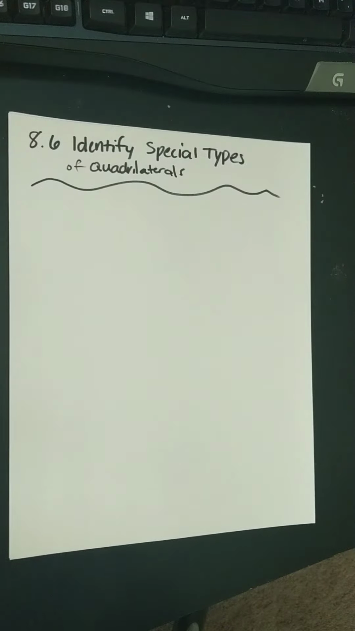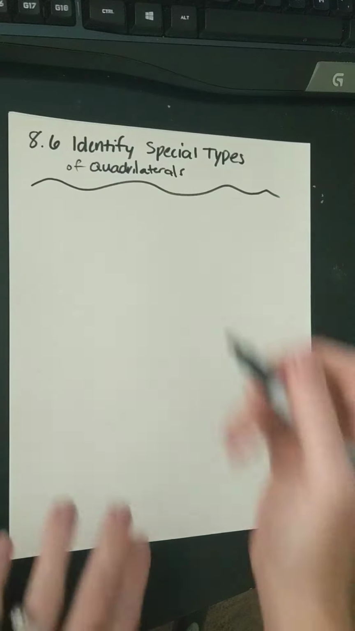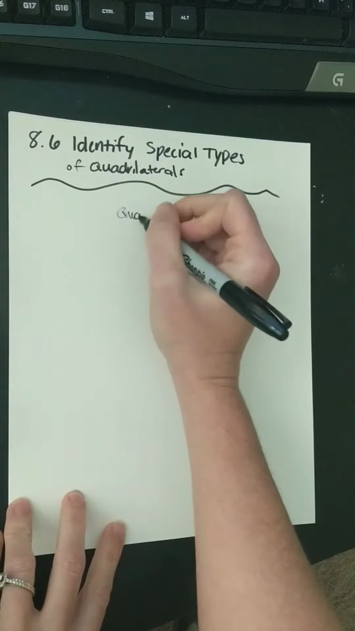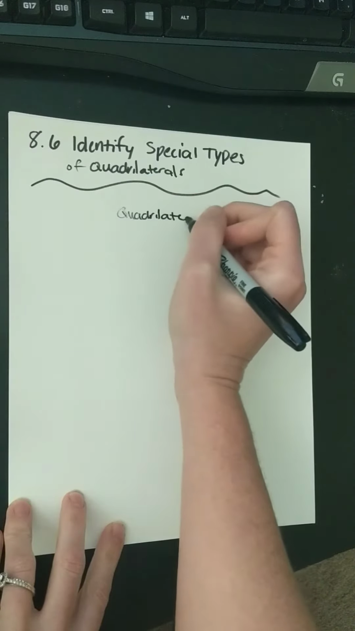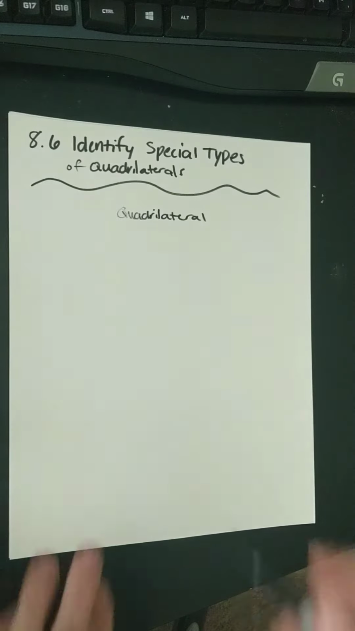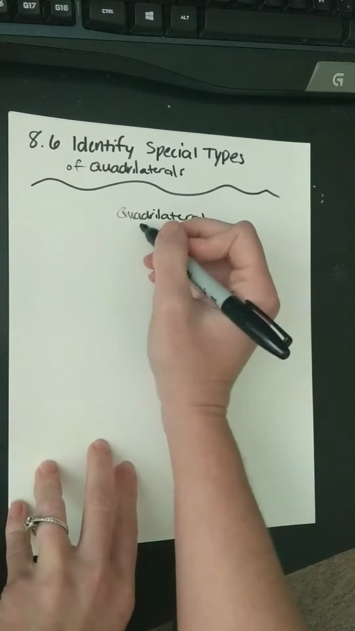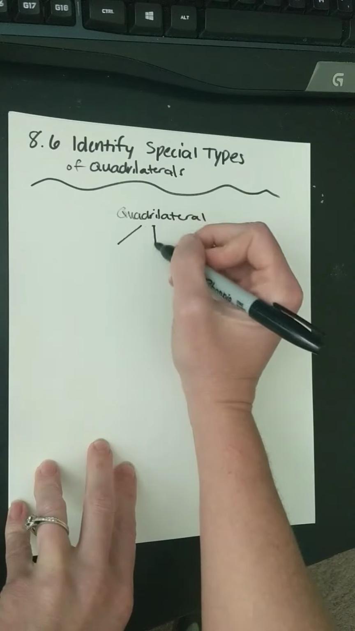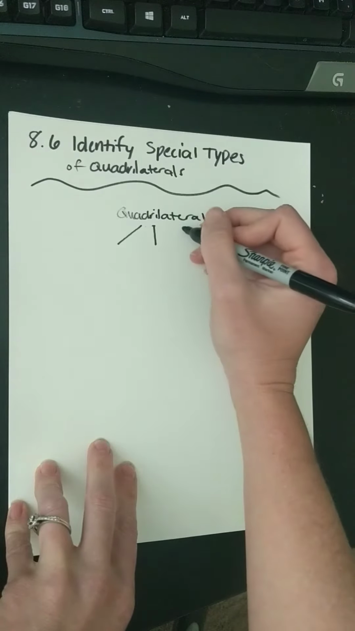We're going to talk about 8.6, and 8.6 just deals with knowing the relationships between all these types of quadrilaterals. So the first thing we know is we've got a quadrilateral. And so a quadrilateral at least has one pair of opposite sides that are parallel. So we know what this means, and now we dive down to the three types that flow from a quadrilateral.